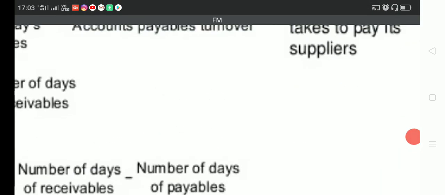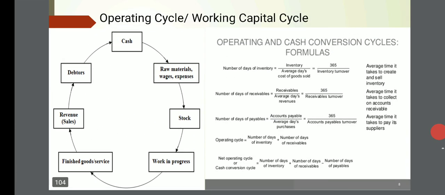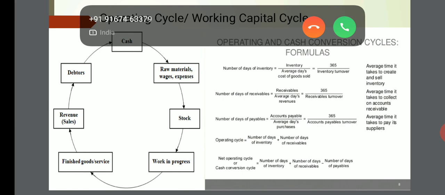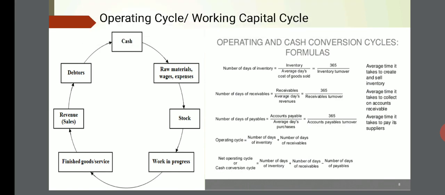If you look at the slide again, from cash you buy raw materials and pay wages and expenses, and you have stock, work in progress, finished goods, revenue, and debtors. And from debtors you get the cash.